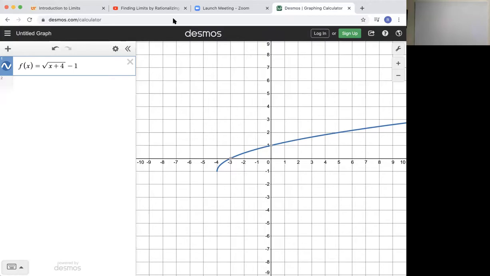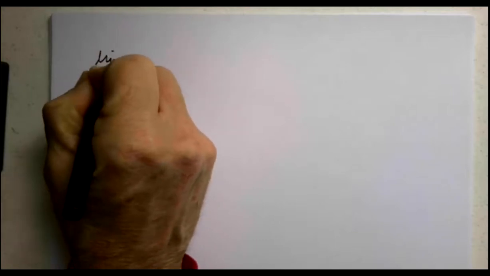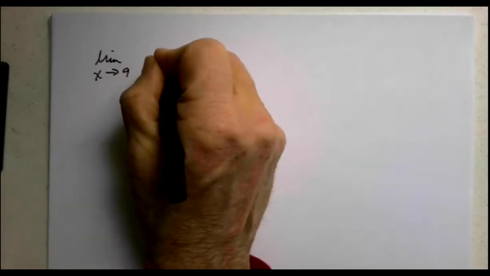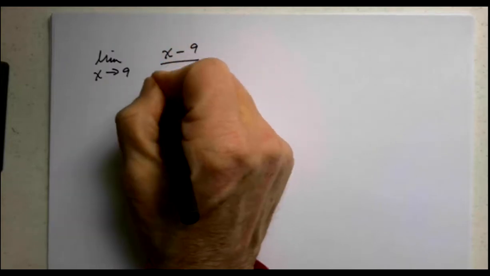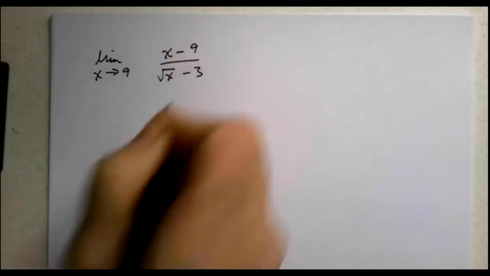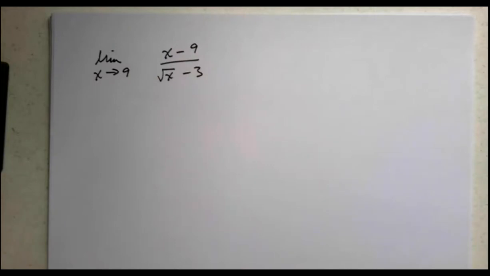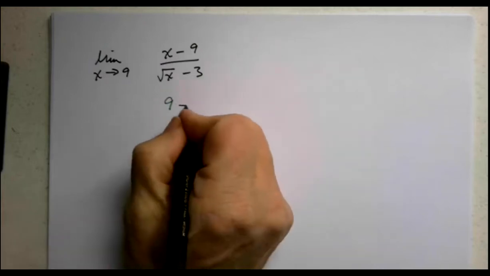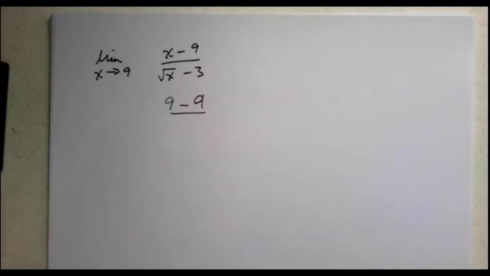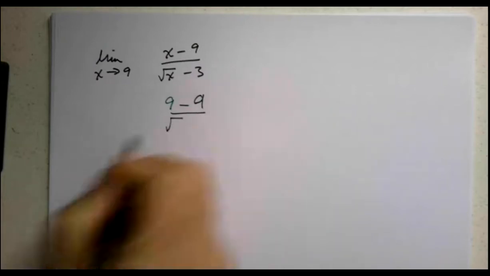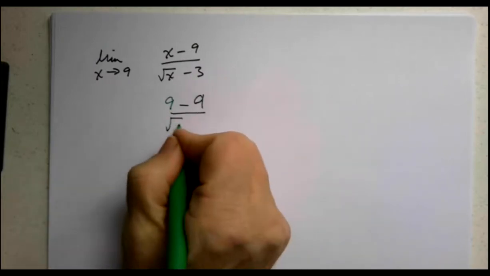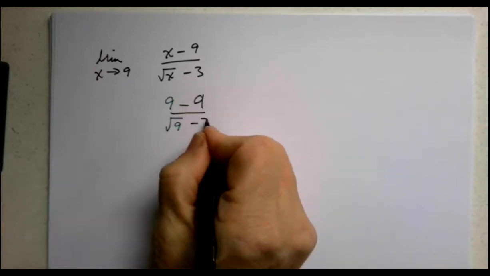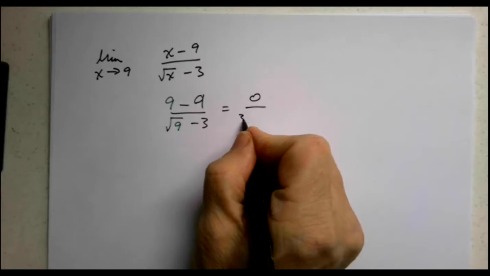So if I look at the following, if I look at the limit as x approaches 9 of x minus 9 over the square root of x minus 3, x is approaching 9. If I try to plug in 9, if I plug in 9 for x on the top, I get 9 minus 9 on top. On the bottom, I get square root of 9 minus 3. And that's what makes this interesting. Because what I have on top is 9 minus 9 is 0. What I have on the bottom is 3 minus 3.